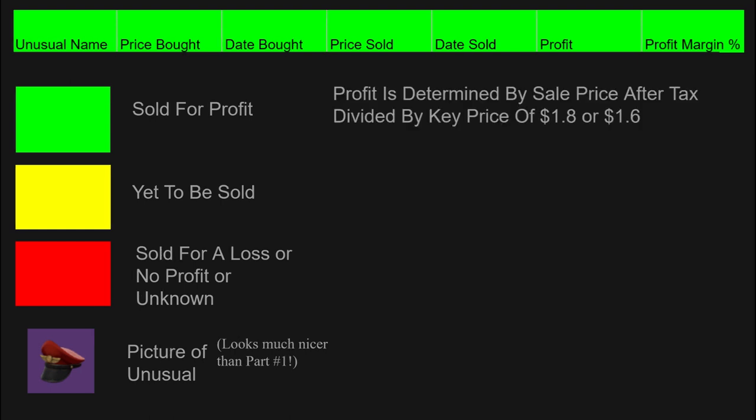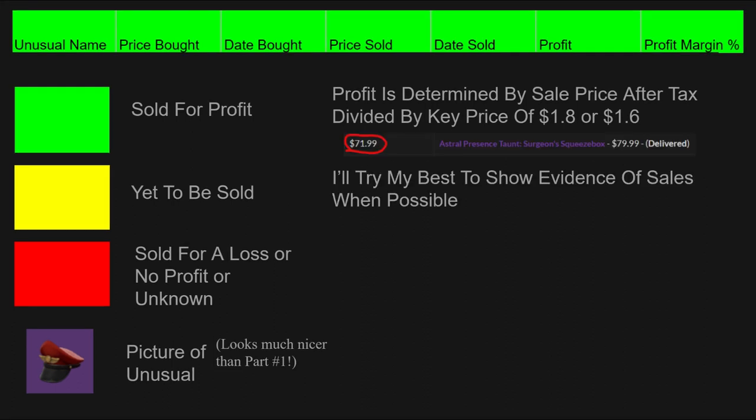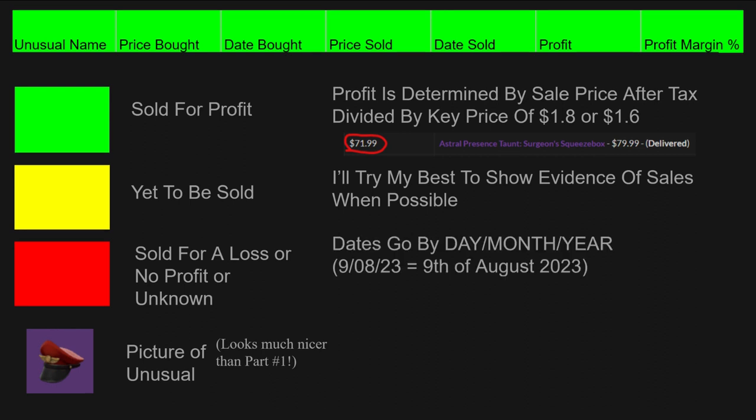Most items were sold on marketplace.tf. To determine profit, I'll divide the price I sold it for after tax by $1.8 or $1.6, since keys have been dropping since November, which is how I got the price of keys for price sold. I'll try to showcase a screenshot for each sale if I can. Some are missing or weren't sold on marketplace.tf. The dates go by day, month, year.